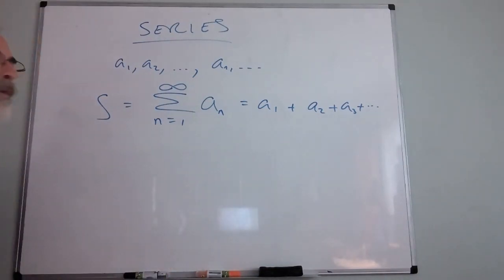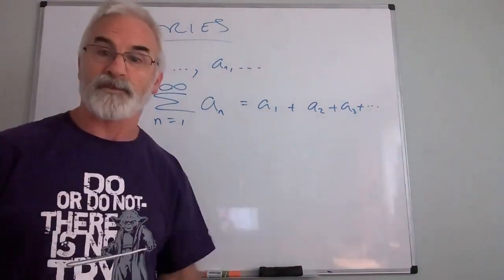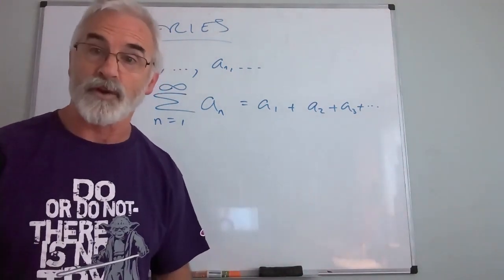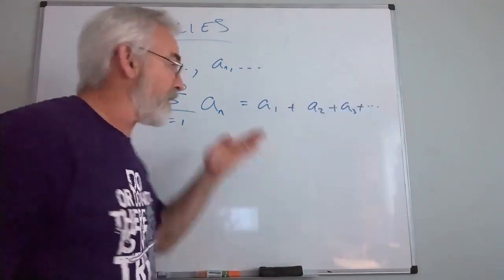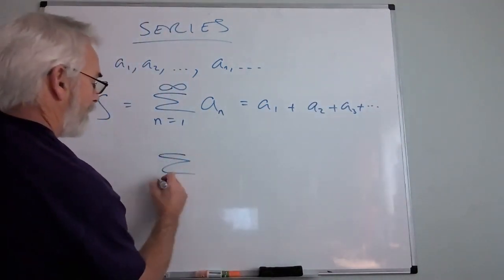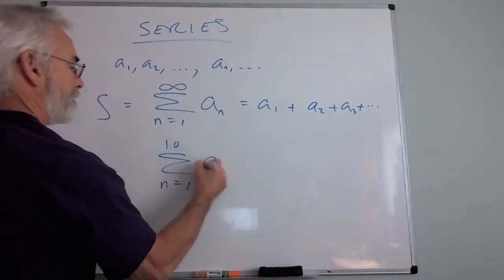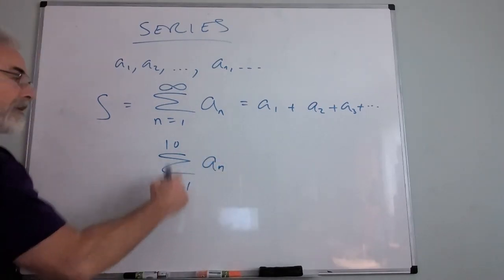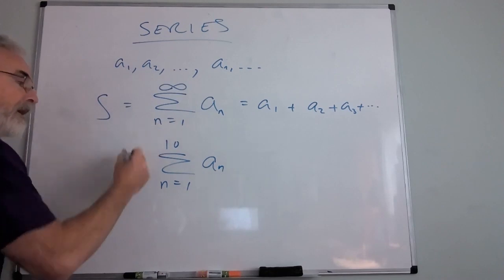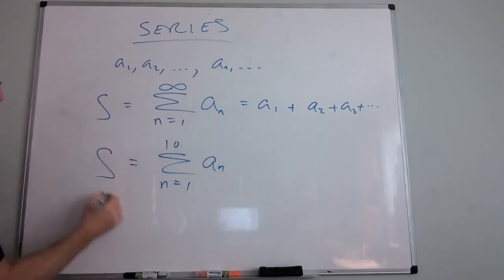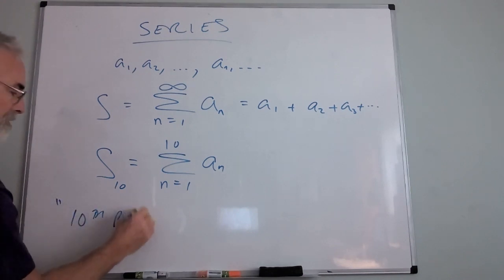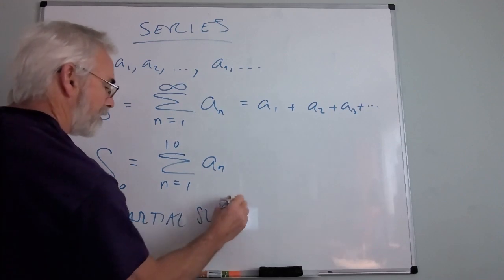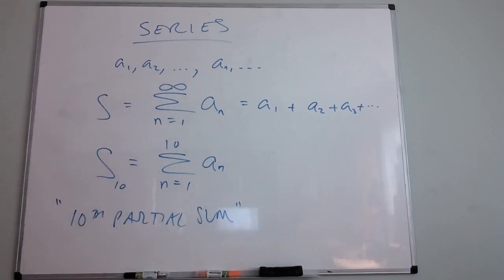So what if I only wanted the first 10 terms? What if I only want the first 25 terms? What if I want a finite collection of this series? What if I wanted n equal 1 to 10 of an? That means I stop at that number. That means I never stop. Then the traditional notation is we write S10. And this is called the 10th partial sum. So most of you hopefully remember those terms from your algebra classes. So this is the series. This is the sum of the first 10 terms of the series.